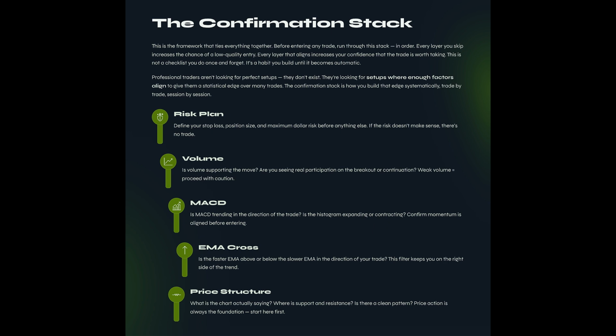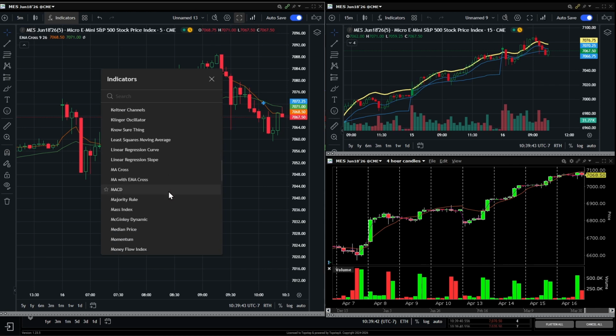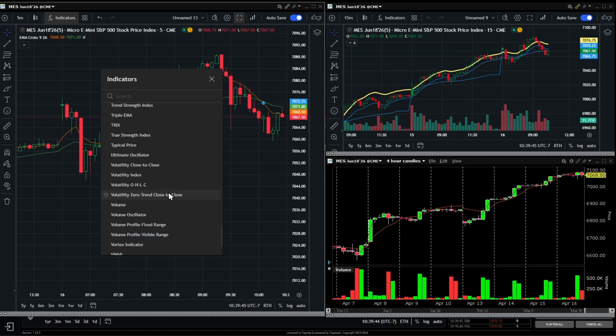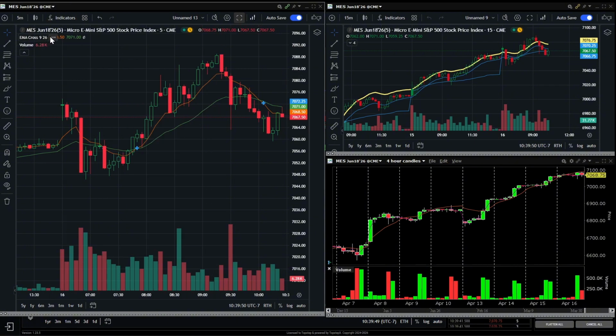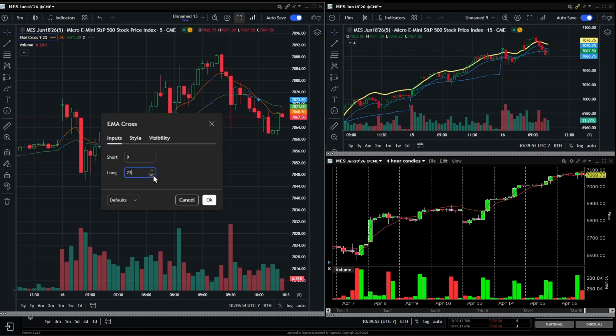But the key is this: we want agreement. We want price action to agree. We want the EMAs to agree. We want momentum to agree. And then we want volume to confirm that people are actually participating in the move. That's how we start stacking confirmation.